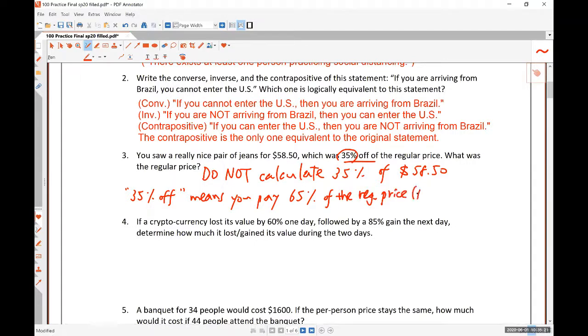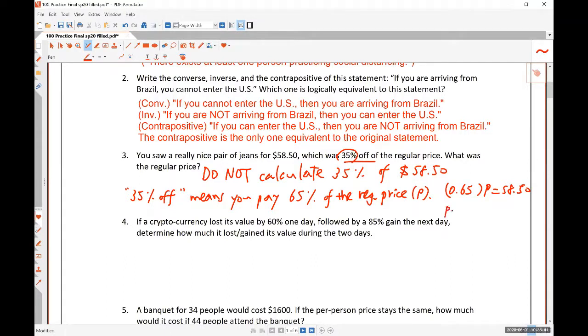Okay, let's call that regular price P. So what we are saying is that 65% of P is $58.50. All right. In algebra, you would be writing something like this: 0.65, that's 65% of P, is equal to $58.50. Now, you don't need to really practice algebra.